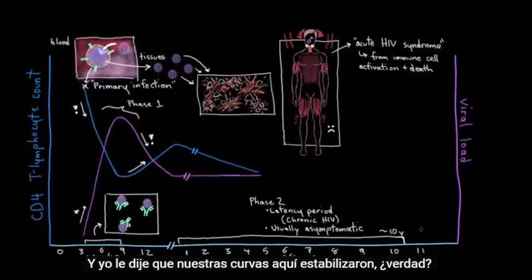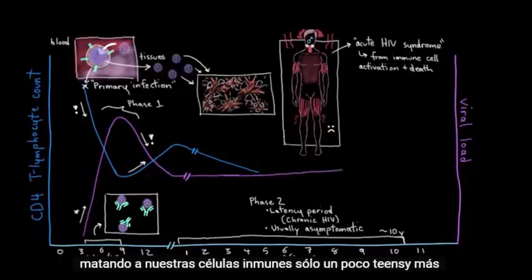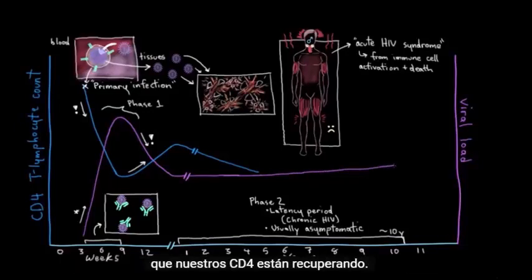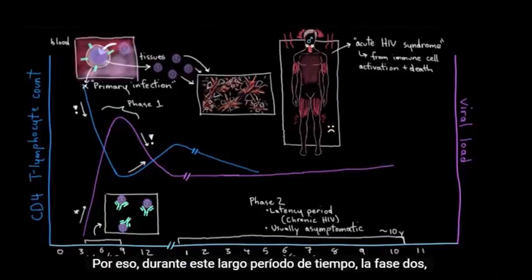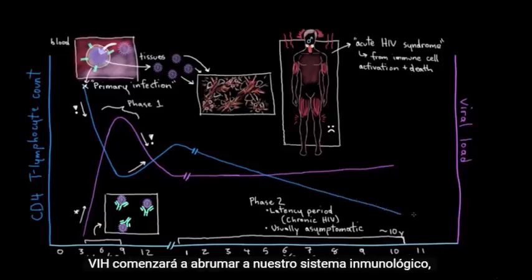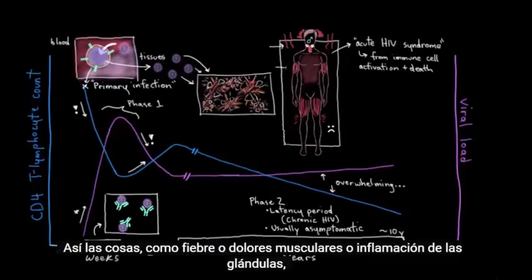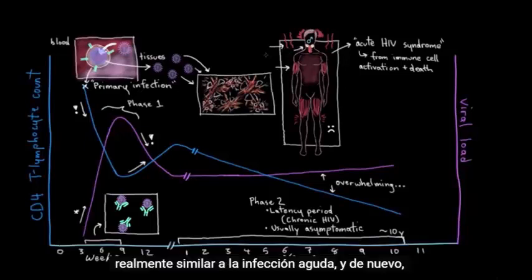And I said that our curves here stabilized, right? But it turns out that HIV is actually replicating and killing our immune cells just a teensy little bit more than our CD4s are recovering. So over this long period of time, phase 2, eventually, again, without treatment, HIV will start to overwhelm our immune system, and we'll start to see symptoms again. So things like fever or muscle pains or swollen glands, really similar to the acute infection, and again, much for the same reasons as before.